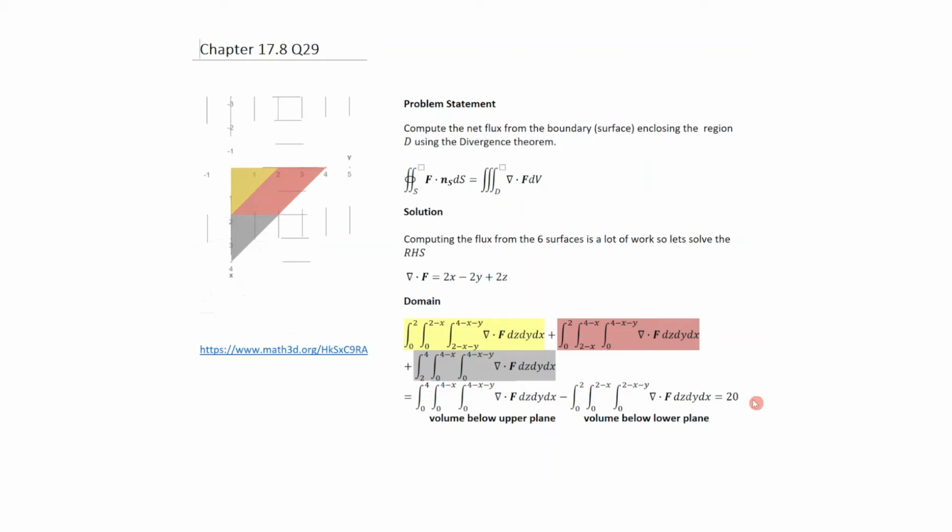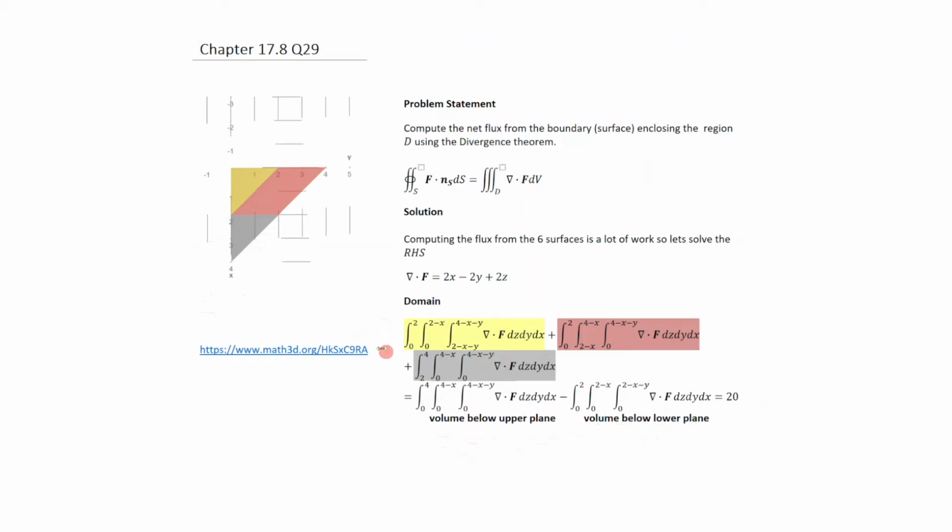But if you look at this carefully, what is this? This is actually the volume below the upper plane. And what is this one? This is actually the volume below the lower plane. That, in both cases, in the first octant. Well, I could have done that by inspection. I could have written these out by inspection.